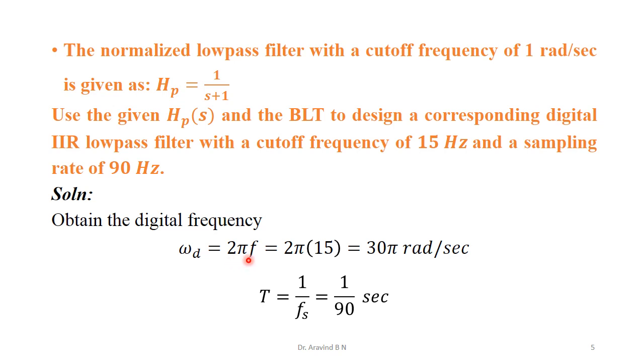Therefore omega d is 2 pi f, with f of 15 Hertz, so 2 pi into 15, we are going to get 30 pi radians per second. Then sampling frequency 90 Hertz is given. Sampling time is being calculated: T is equal to 1 by Fs, 1 by 90 seconds.